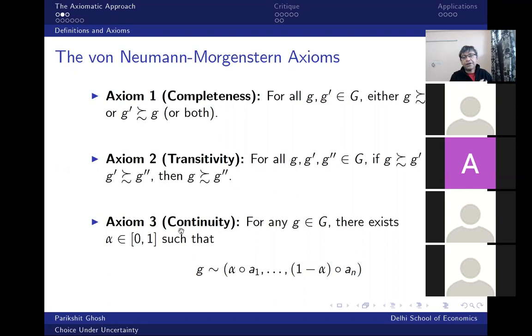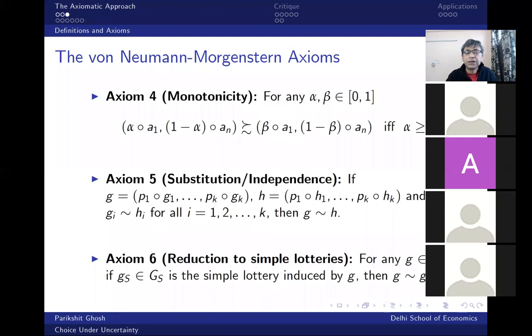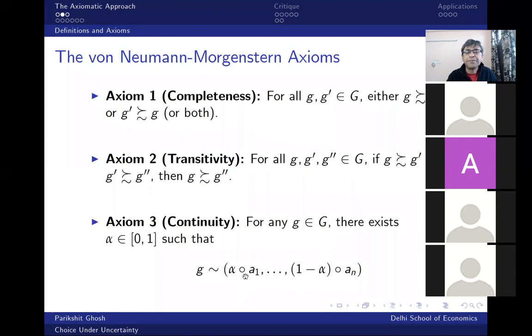So what is this saying? Without loss of generality, let's say that the sure outcomes, A1, A2, AN, are arranged in descending order of preference, meaning A1 is the best possible outcome of all the N outcomes, and AN is the worst. The continuity axiom is saying that take any lottery, I can always find an equivalent lottery, equivalent meaning that the agent is indifferent. I can find an equivalent lottery, which is just a probability distribution over the best thing and the worst thing, which puts no probability on anything intermediate.